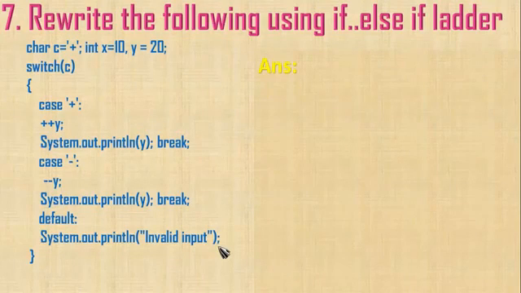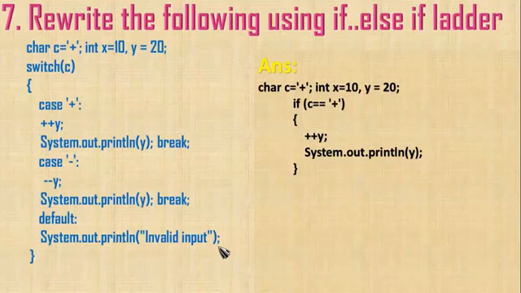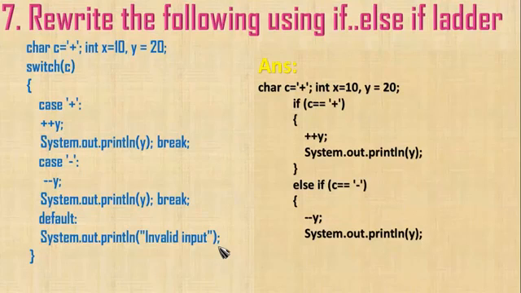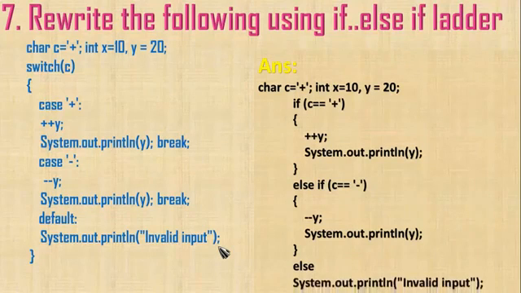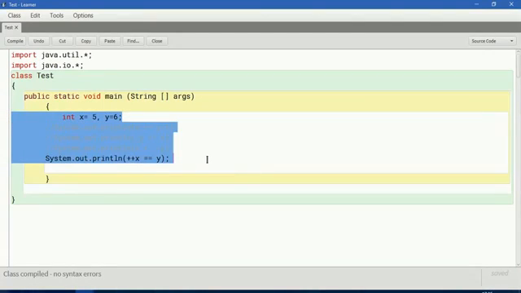So as given we will initialize the values and then we will not have switch. Instead of that we will have if condition. If C is equal to plus, then it will add y, then it prints, then we close the bracket. Else if case is minus and then minus minus y and then we print y, then we close else if, else here will be invalid input. So I will copy the answer statements here.